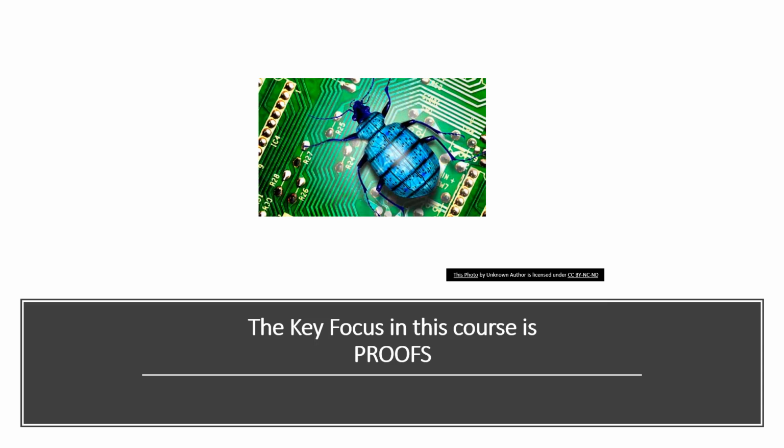So the key focus in this course is proofs. So what is a proof? If you write a program, that's a proof. Why do we call a program a proof? Because if it's a proof, that means it must be correct.